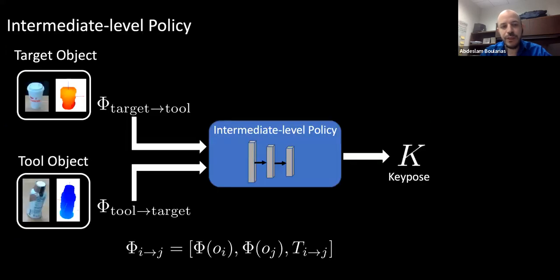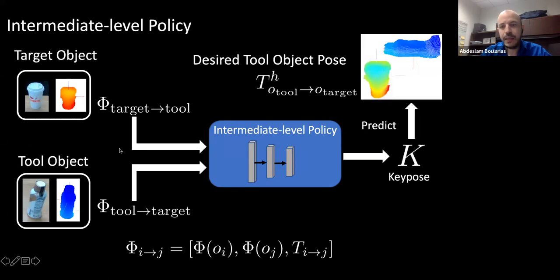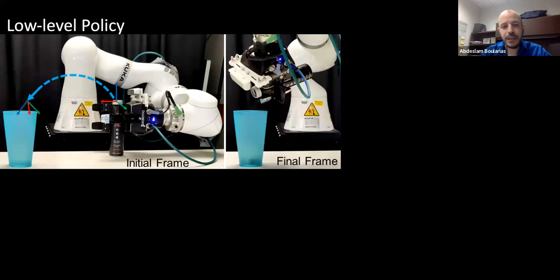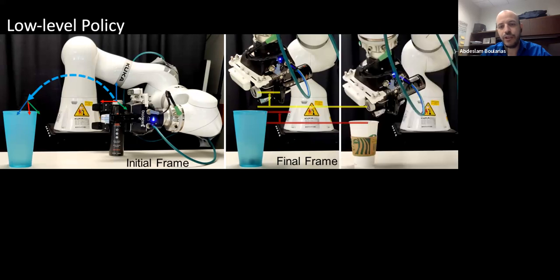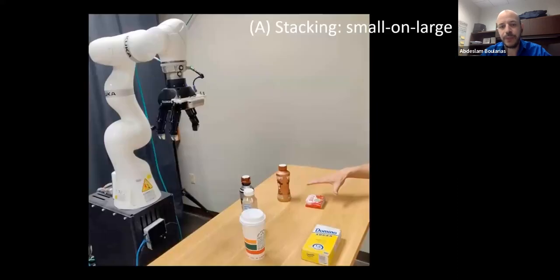The intermediate level policy will receive the selected two target objects from the high level policy and then predicts a pose, or 6D pose, in which we need to place the tool object relative to the target object. And the low level policy is basically just a sequence of moves of the end effector that will adjust to the features of the tool and target object, for example, the height of the cup in this example.